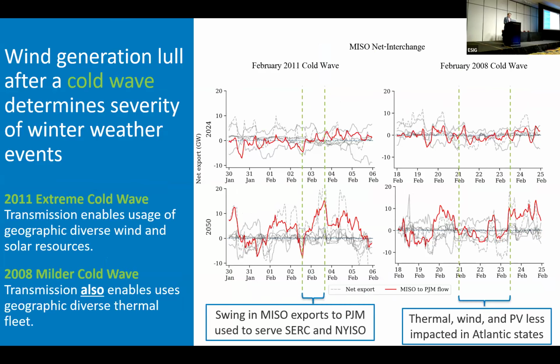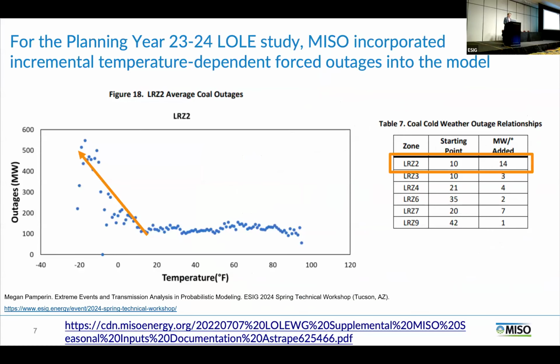I'm going to skip over that slide, but this is really just a demonstration of how people are starting to think about modeling extreme weather and valuing different infrastructure for multi-benefit purposes. MISO is also, this is a presentation that Megan Pamperin gave during the last ESIG event, describing some of the recent changes that they're making to their modeling as it relates to weather.